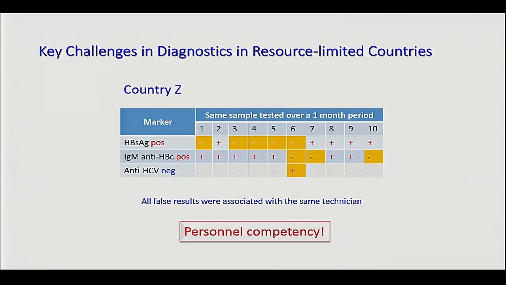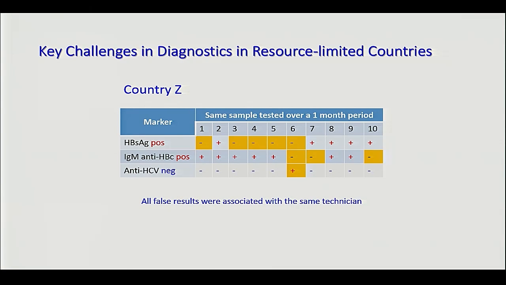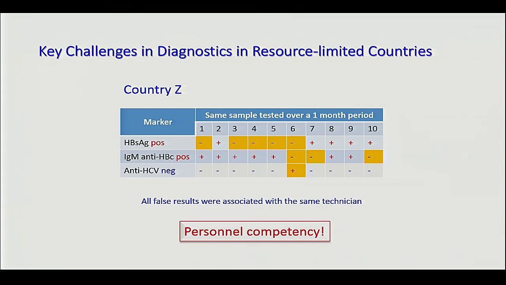So what our analysis showed is that all these false results were associated with one single person. So a single individual, whether he did anti-HCV testing or Hep B testing, had false results, clearly showing that there is nothing wrong with the infrastructure, nothing wrong with the diagnostic test, it is the personnel competency.